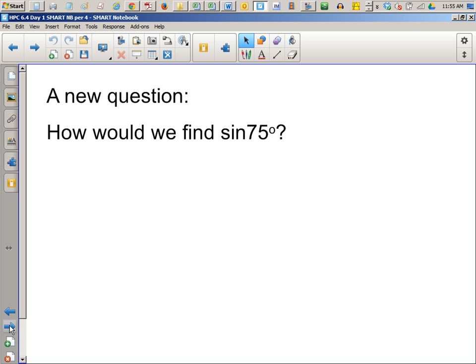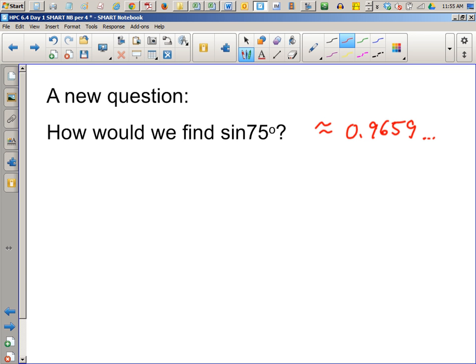This is not a special angle. It's not sine 30, it's not sine 45, right? So you would probably just grab your calculator and punch it in, make sure you're in degrees mode, and you would get 0.9659 approximately, okay?